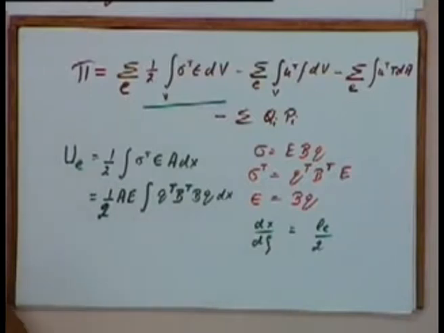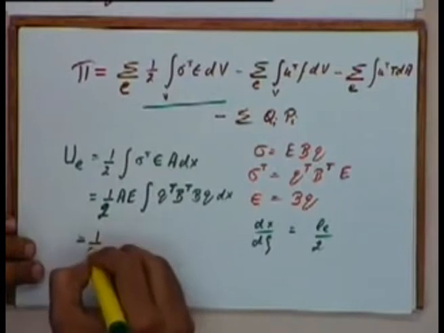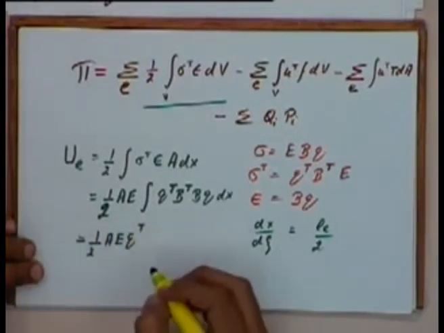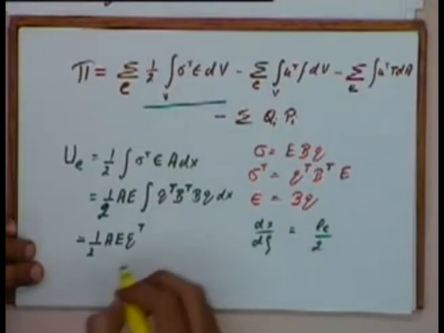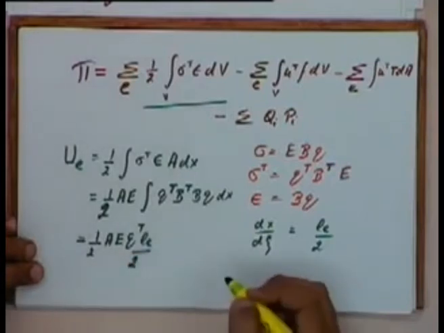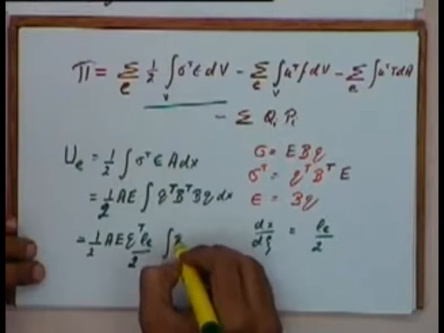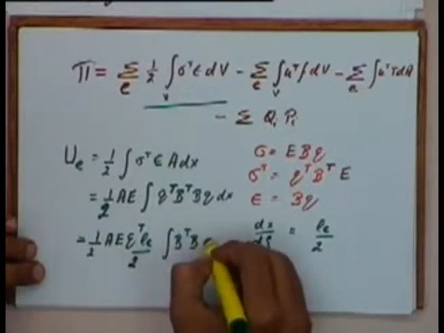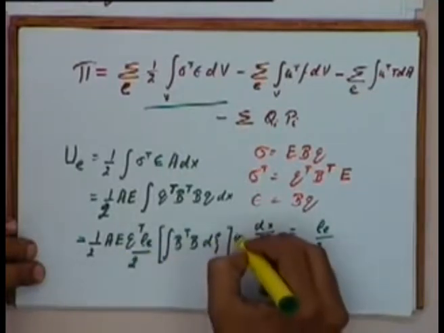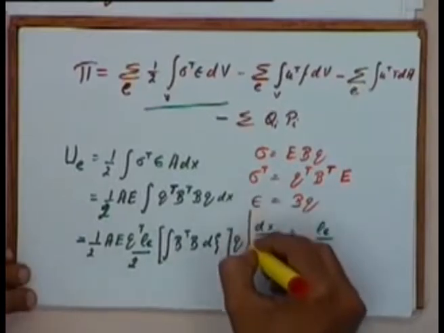Q transpose is of course a constant. So, I will get this to be equal to half of A E Q transpose, and LE by 2 is again a constant, so I will get LE by 2, into the integral of B transpose into B into d zeta, and this whole thing is multiplied by Q. Let me just draw a line.